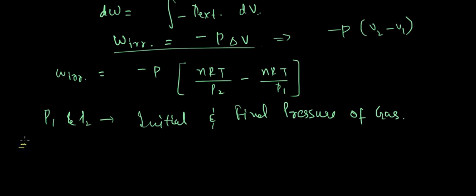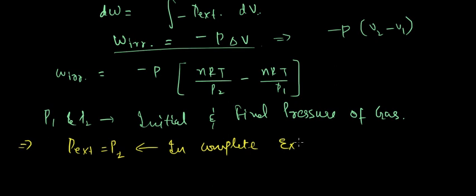And we can write that in a complete expansion or compression process, P external would be equal to P2 here. Okay, so this is in case of complete expansion or compression.